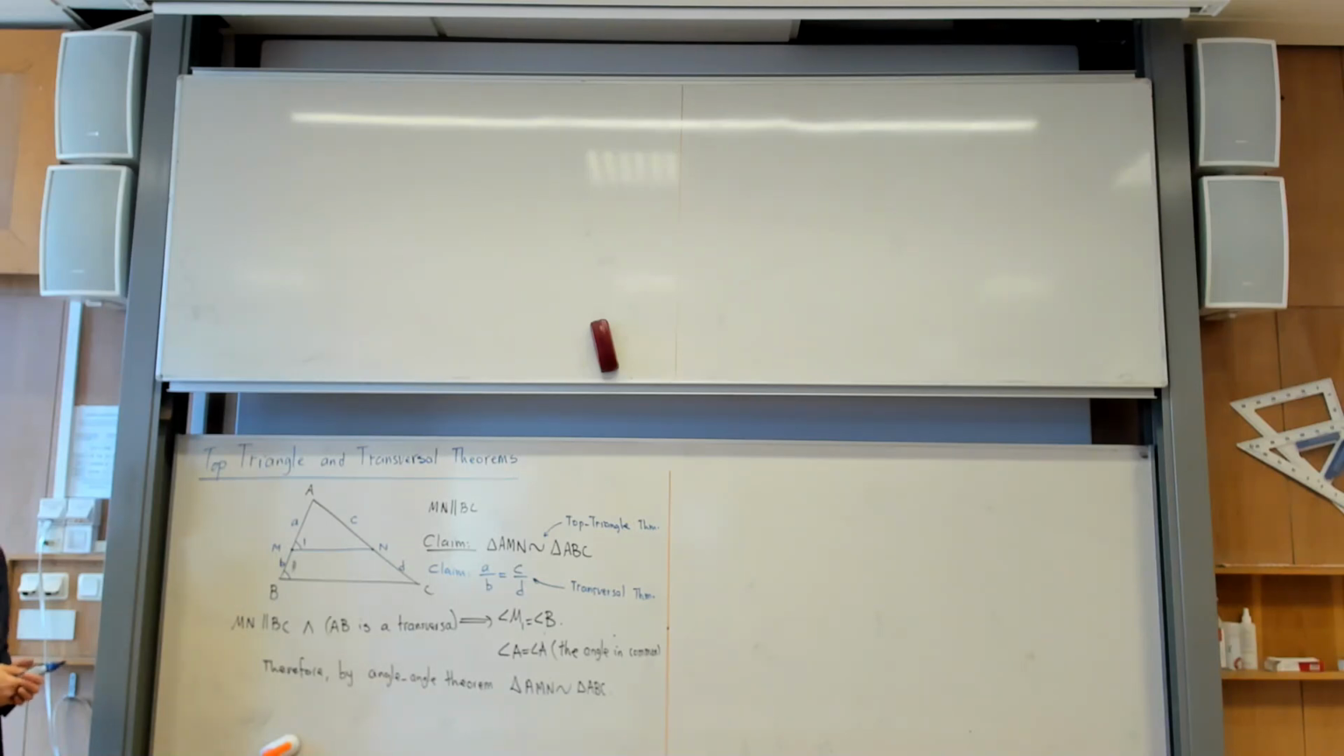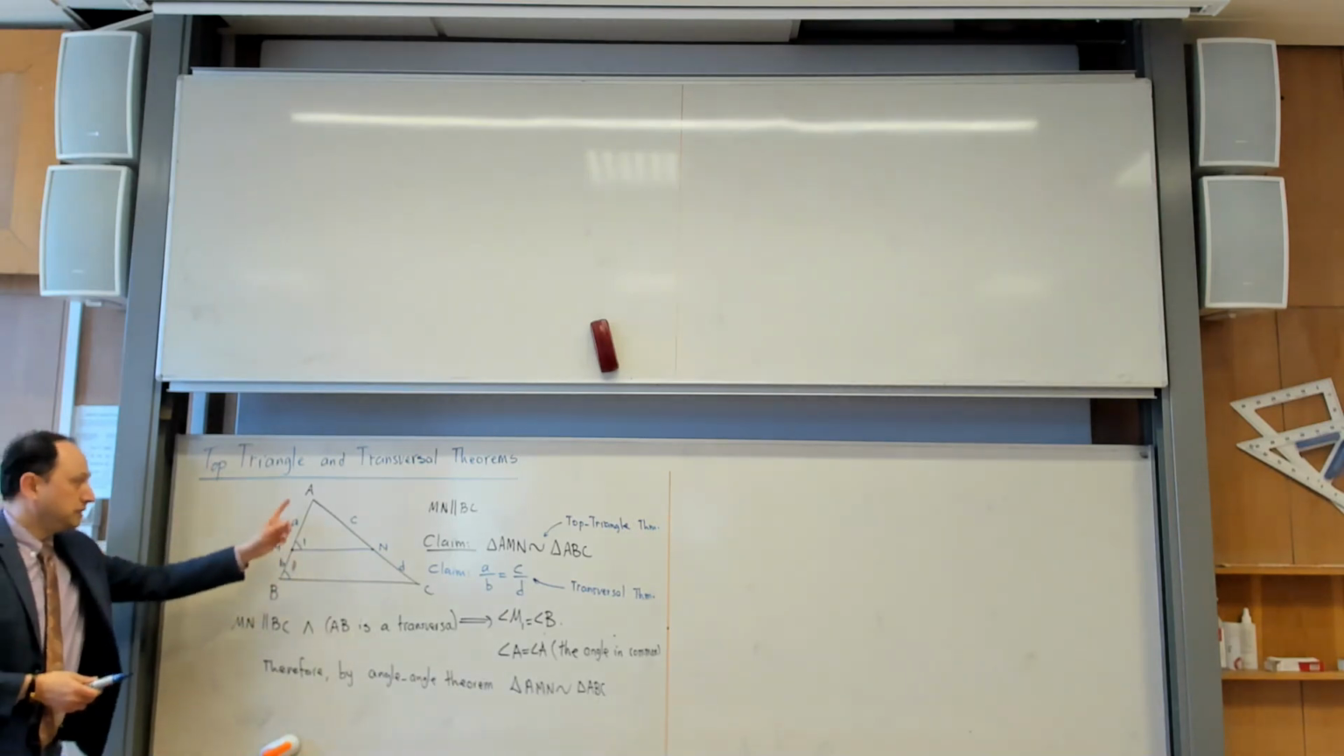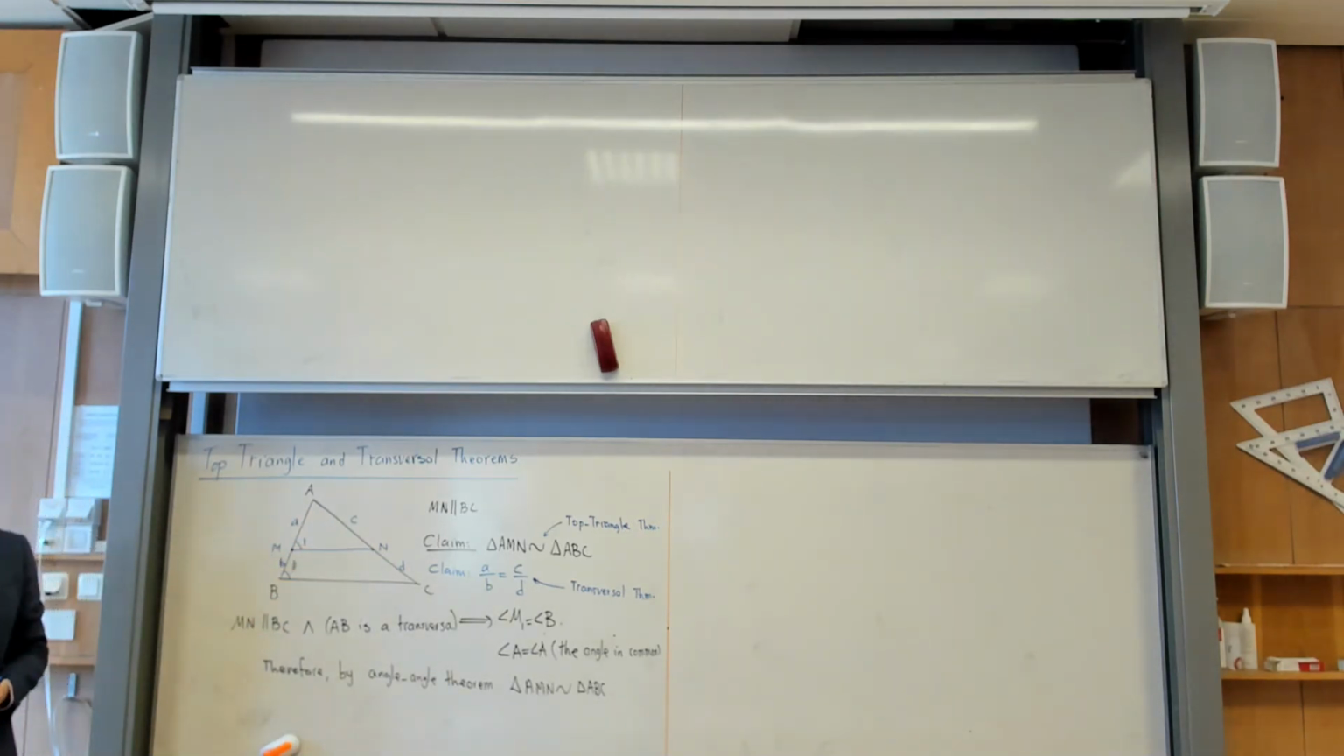But why is that? Why do you think that these fractions A over B and C over D should be exactly the same?